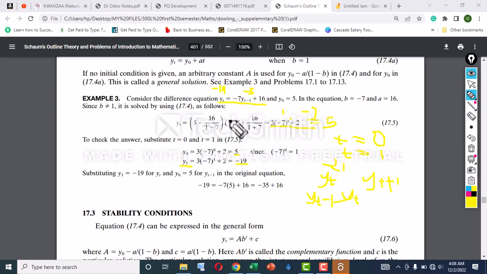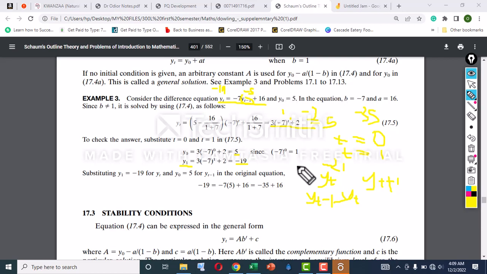What they just want to show you here is that by the time you solve this, it must give you the same thing here. So by the time you multiply minus 7 times minus 5, you are changing everything here to minus 5. Minus 7 times minus 5, that's minus 35. So minus 35 plus 16, you see that it will give you minus 19. So the two of them are equal. It simply means your answer is correct. So that's how to check your answer.